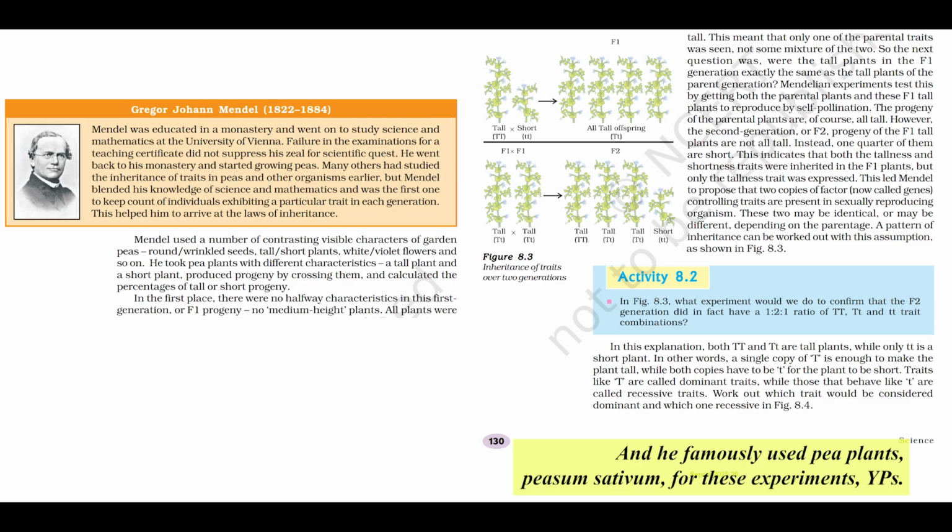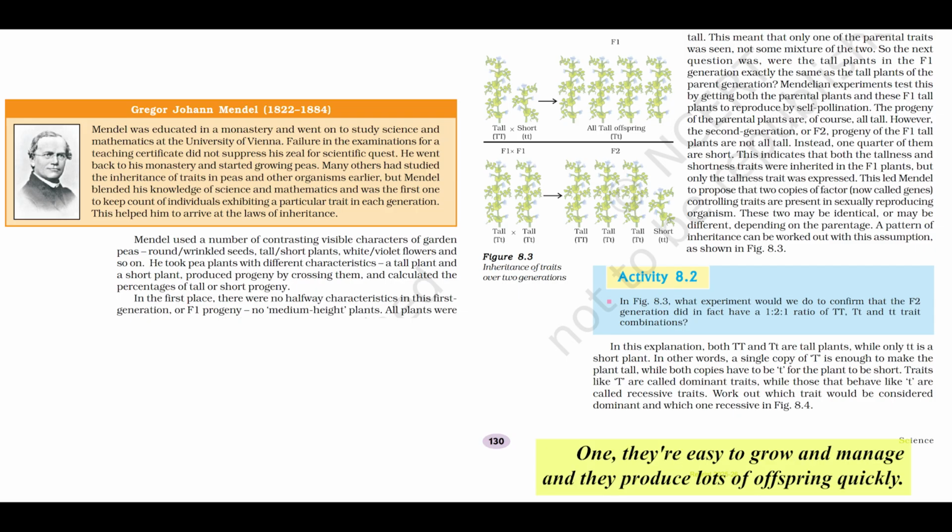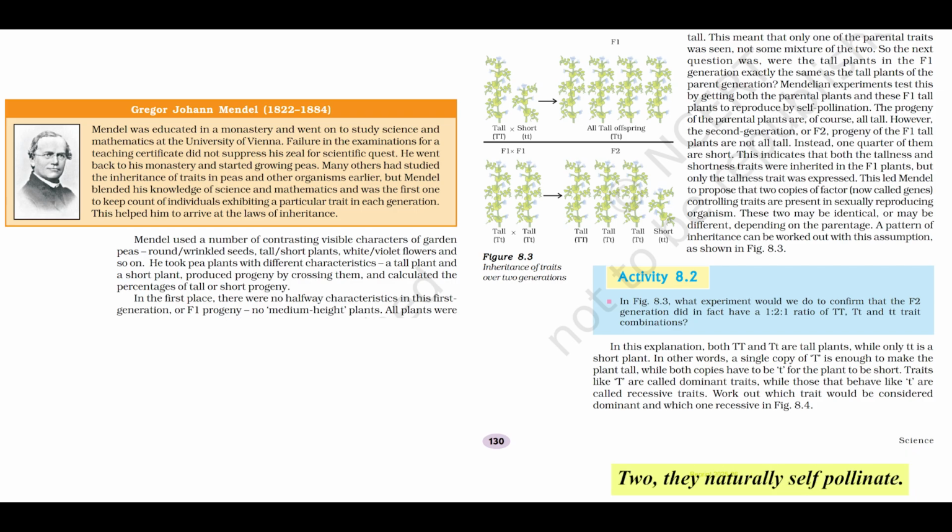And he famously used pea plants, Pisum sativum, for these experiments. Why peas? What was special about them or his setup? An excellent choice, really. Pea plants were almost perfect for his work for several reasons. One, they're easy to grow and manage, and they produce lots of offspring quickly. Short generation time is key for studying inheritance over multiple generations. Two, they naturally self-pollinate.